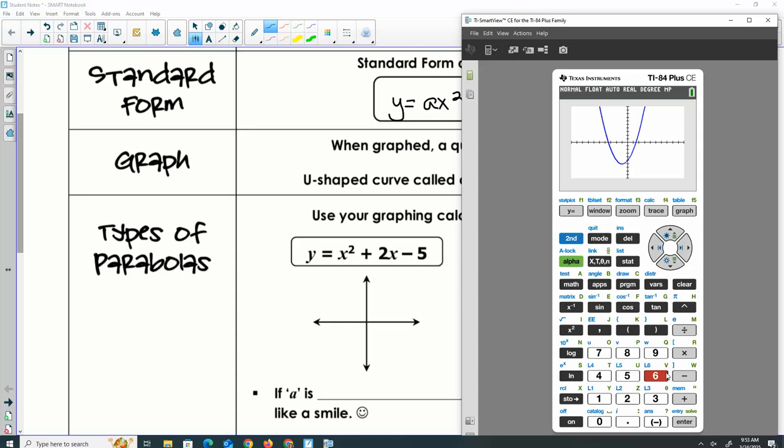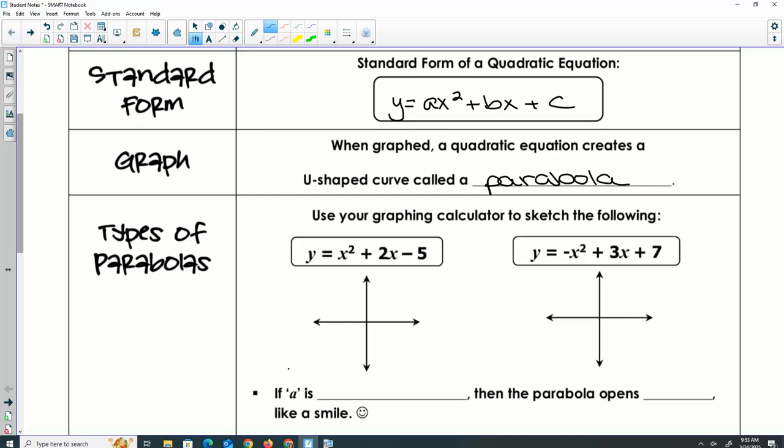Alright, so when we look at that, we see this is an upward parabola. It's opening up. So if the a is positive, so if it's a positive x squared, it opens upward. Give it like a smile, okay? You're smiling, it's upward.